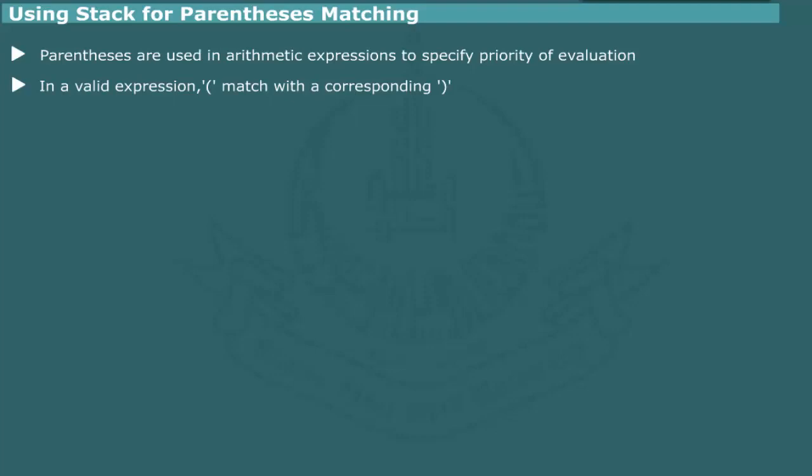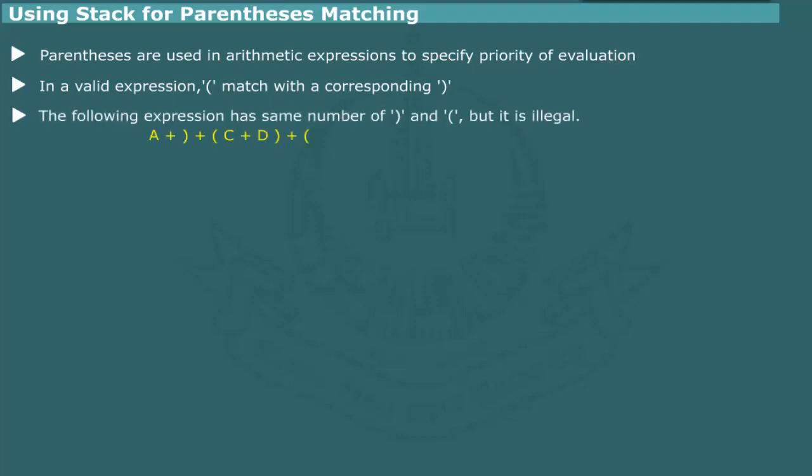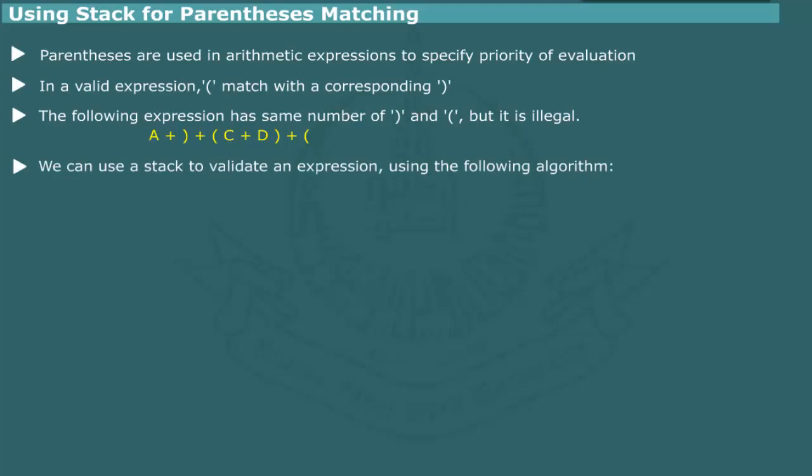A simple counting of left and right parentheses would not provide a correct solution. For example, this expression has same number of left and right parentheses, but it is obviously illegal. We can use a stack to validate an expression by checking that for each left parenthesis there is a right parenthesis in the correct position. Here is the algorithm.